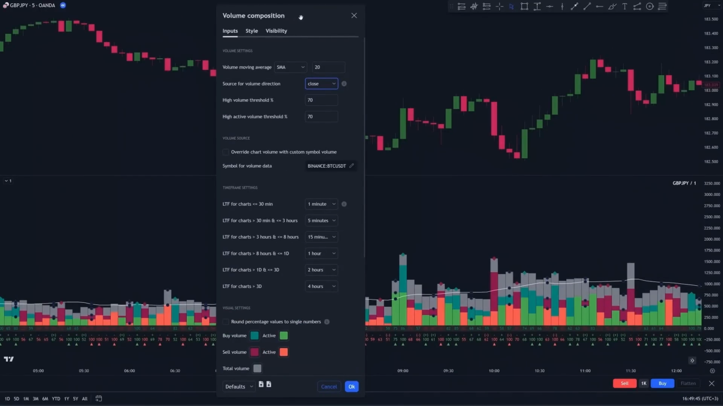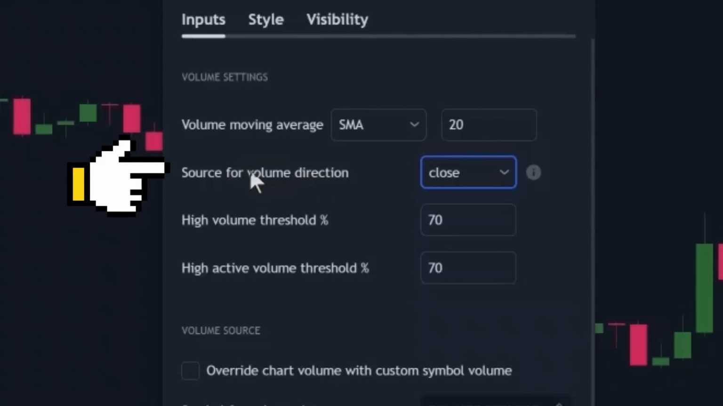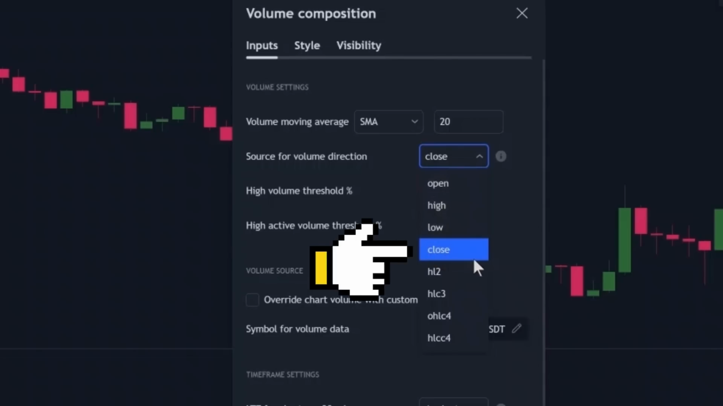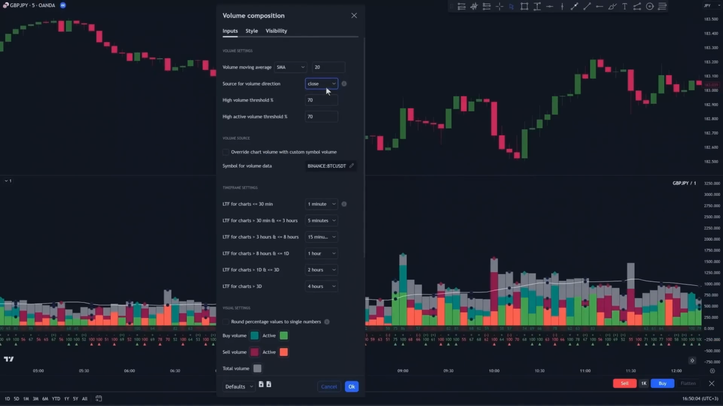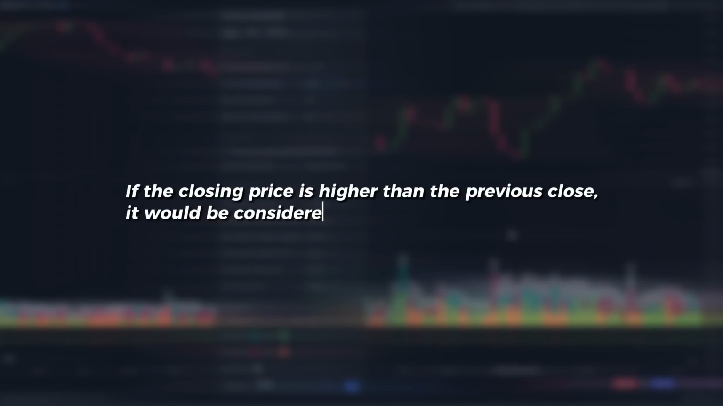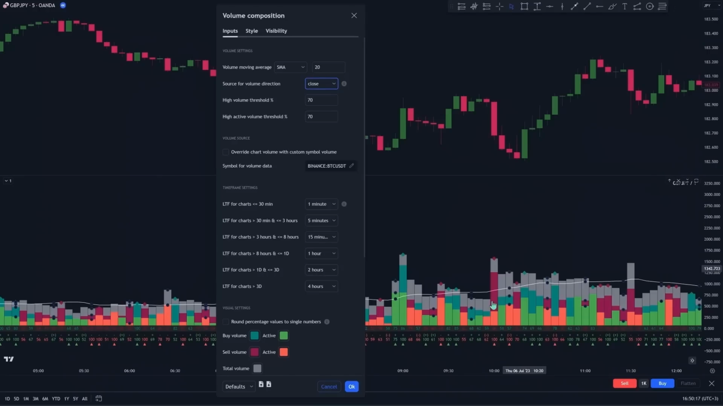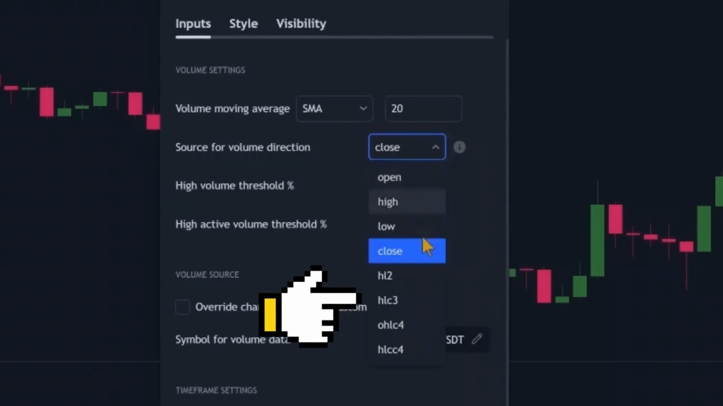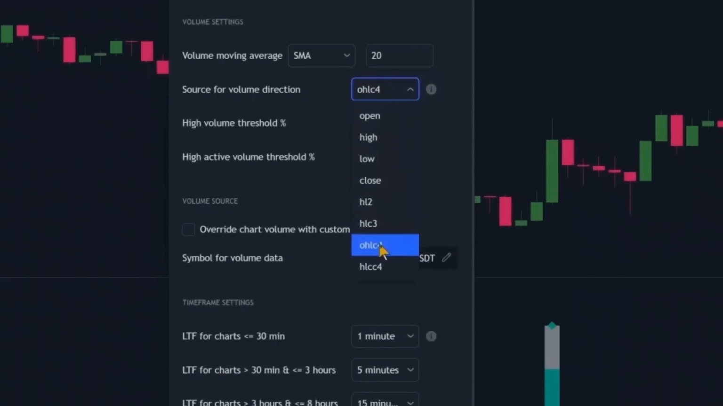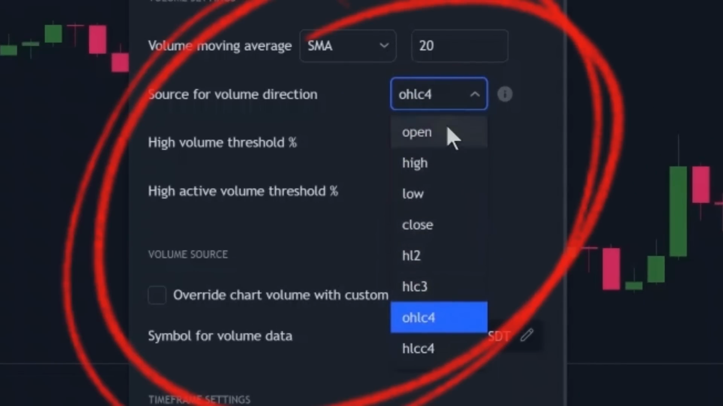This indicator also allows you to choose the source for determining the buy and sell volume. So for example, you can choose to use the closing price as the source. If the current closing price is higher than the previous closing price, that would be considered as a buy volume. You can also replace this with the OHLC4 average, which would determine the volume direction based on the OHLC average. And of course, we have other options as well.